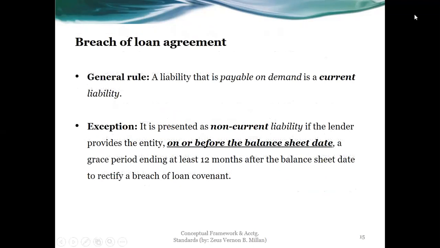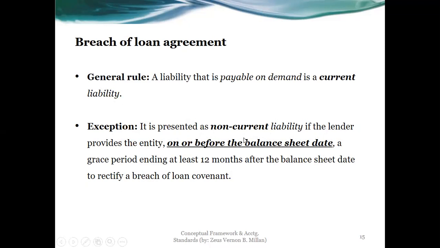Then what is breach of loan agreement? Breach means a violation of a loan agreement, also known as a covenant. In that case, if we breach a loan agreement, it is possible that the liability becomes payable on demand despite the fact it is still a long-term liability. So take note that a breach of a loan agreement that would make it a current liability is not applicable to all types of loans, meaning this has to be a provision of a certain loan or an agreement or a covenant of that loan. And this is the general rule.